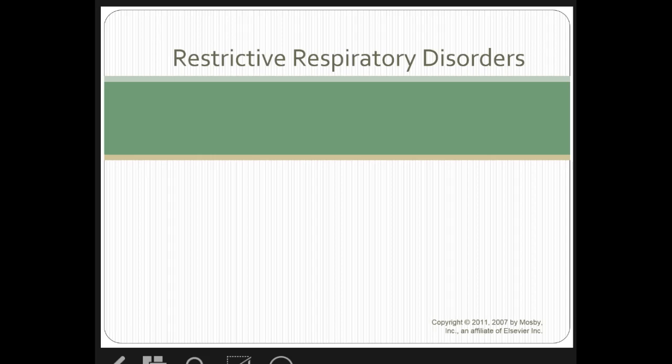So we're now going to move on to restrictive respiratory disorders. These are disorders that actually alter the ability of the chest wall and the diaphragm to move with respiration, and these are known as the restrictive respiratory disorders.